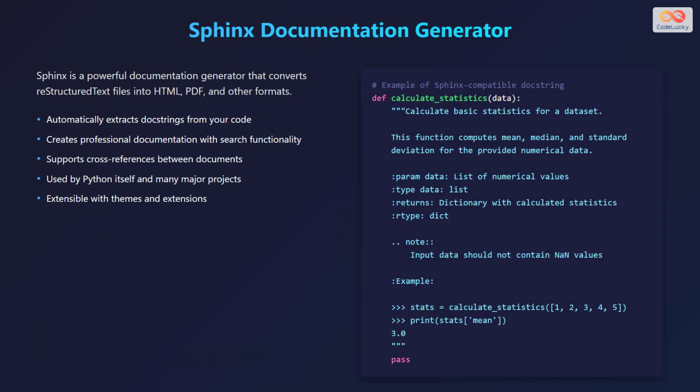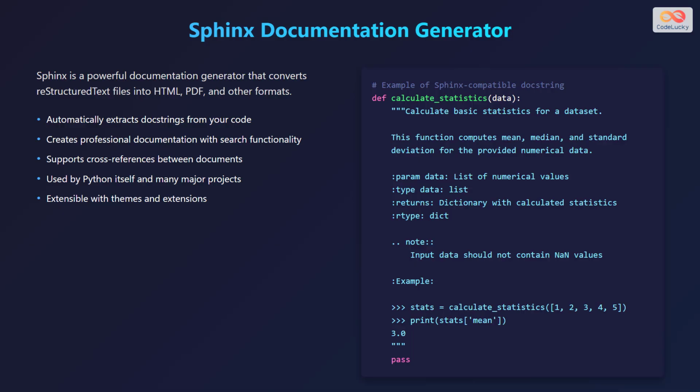Sphinx is a powerful documentation generator that converts reStructuredText files into HTML, PDF, and other formats. It automatically extracts docstrings from your code and creates professional documentation with search functionality. Sphinx supports cross-references between documents, and it's used by Python itself in many major projects. It's also extensible with themes and extensions, allowing you to customize the look and feel of your documentation.